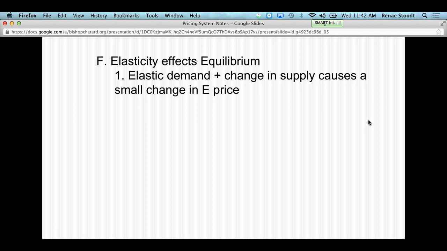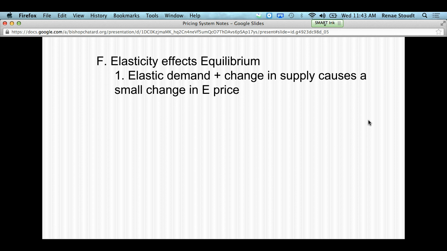So first thing is I want to talk about elastic demand. An elastic demand curve plus a change in supply causes a very small change in equilibrium price. I'll show you what I mean by that. But if you think about it, it also makes sense. We just said that if you have an elastic demand, you are very sensitive to a change in price. You react a lot to a change in price. If a producer knows that going in, they're not going to change their price very much. So even with a change in the supply curve, the equilibrium price does not change very much.